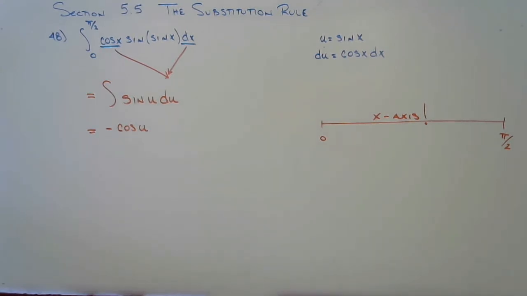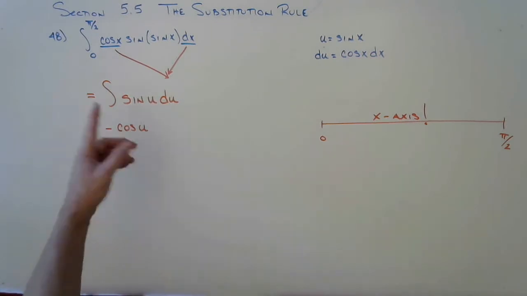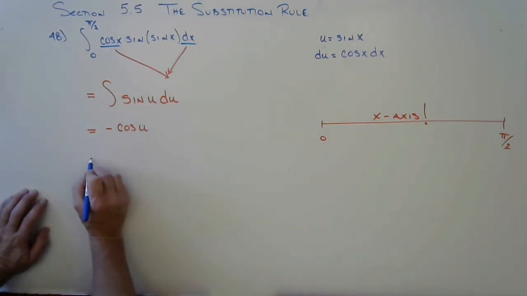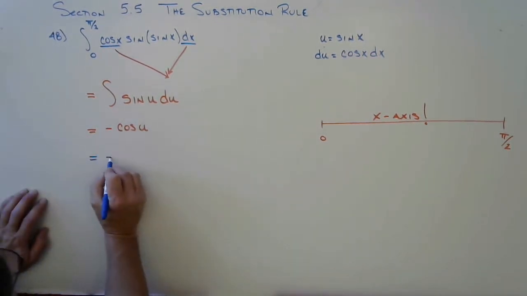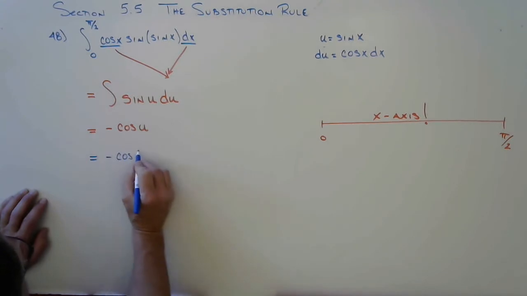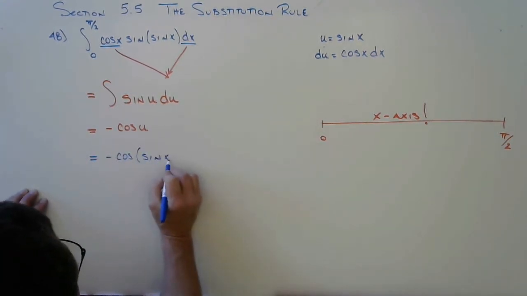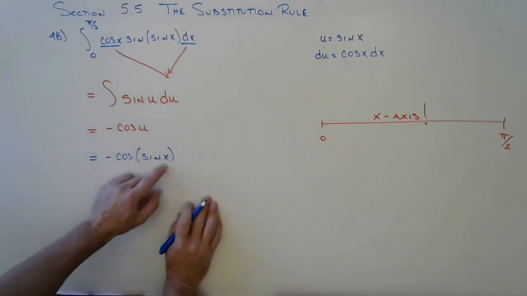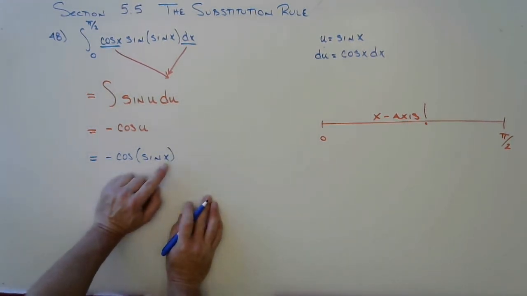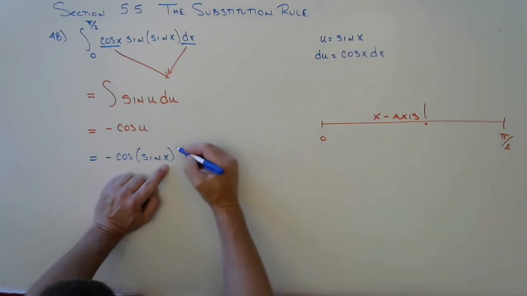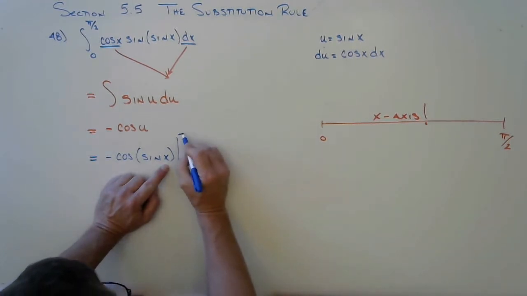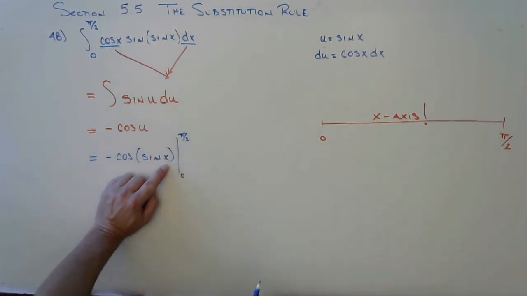Now, that's not my answer, right? Because that's still in terms of u. So now what do I do? I come back and I insert u. u is sine x. Now this is very important. x is back. Right? We're back in the world of x. We're back on this interval. So we're going to evaluate this between 0 and pi over 2.